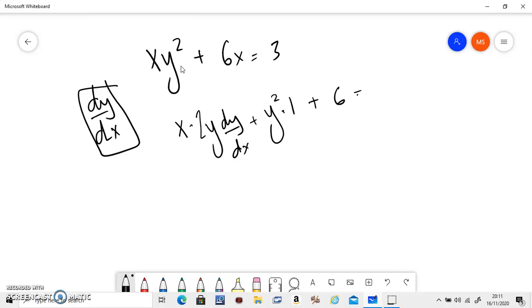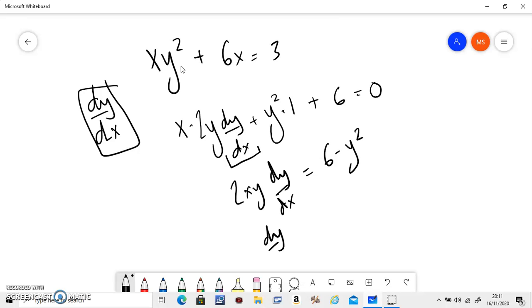Plus 6 equals 0. Now your job is to leave dy by dx alone, so move everything else to the other side. So you get 2xy dy by dx equals 6 minus y squared. So dy by dx equals 6 minus y squared divided by 2xy. And that is your answer. So remember, if there's a product in the problem, you will have to use the product rule. Similarly, if there was a quotient, you will have to use the quotient rule.